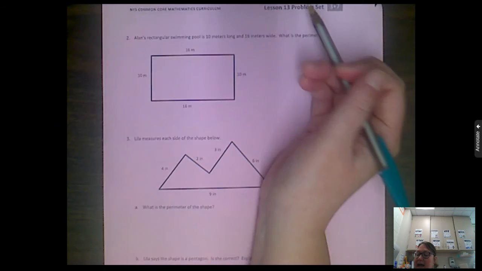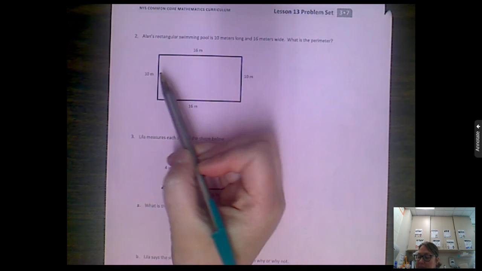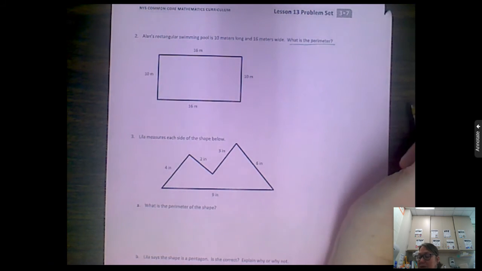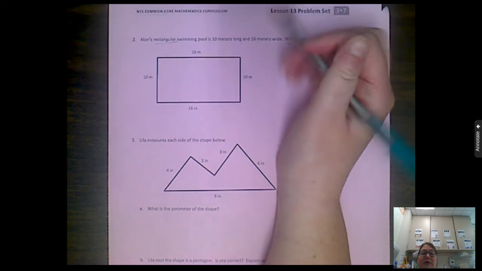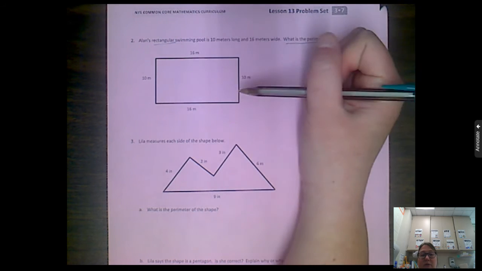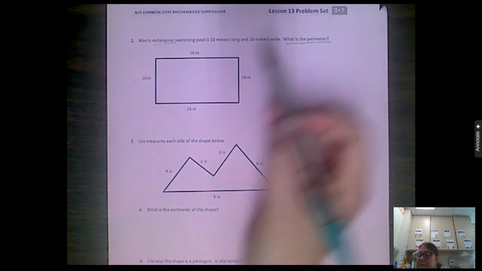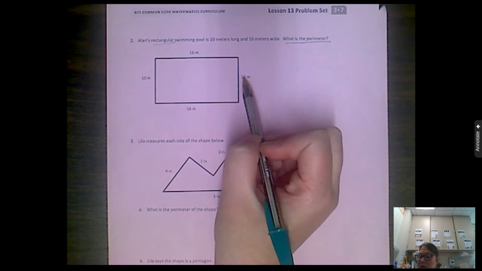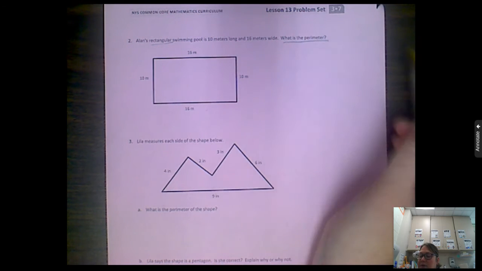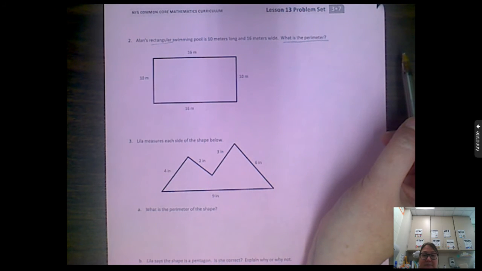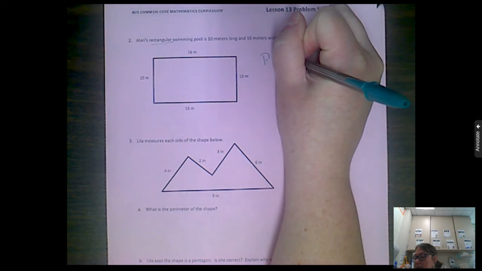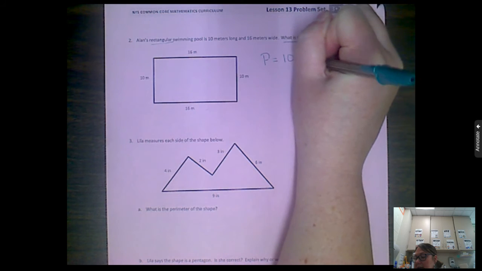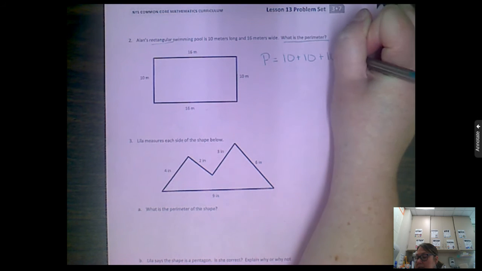On the back, Alan's rectangular swimming pool is 10 meters long and 16 meters wide. What is the perimeter? So we have a word problem. So a rectangular swimming pool, so I know it's a rectangle. So that tells me that if it's a rectangle, opposite sides are equal, which I can also see because they labeled. They put the 10 meters because it's 10 meters long and 16 meters wide, and I want to know what is the perimeter. So what do I do here? I'm going to add up my side lengths. So I'm going to put a P for perimeter equals 10 plus 10 plus 16 plus 16.